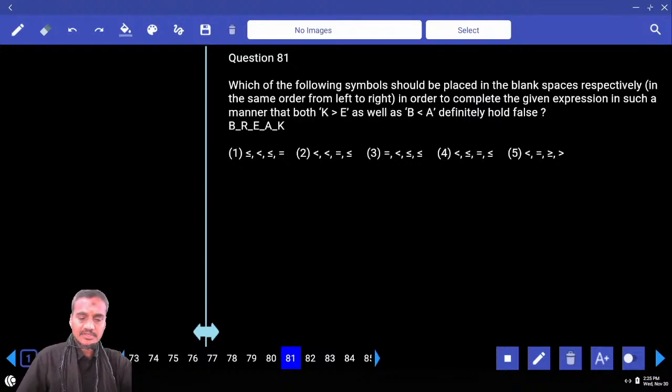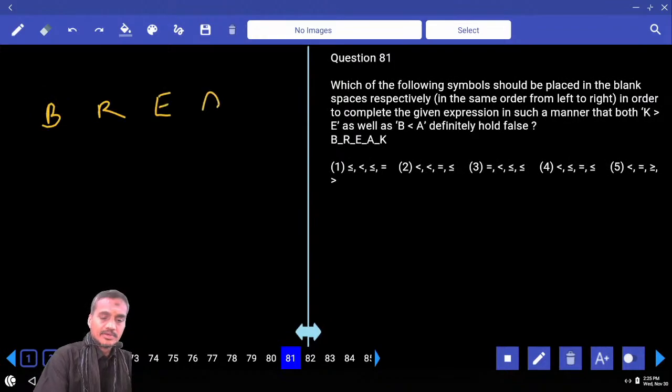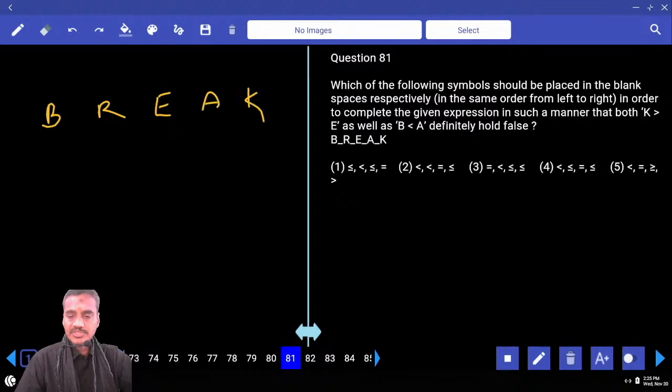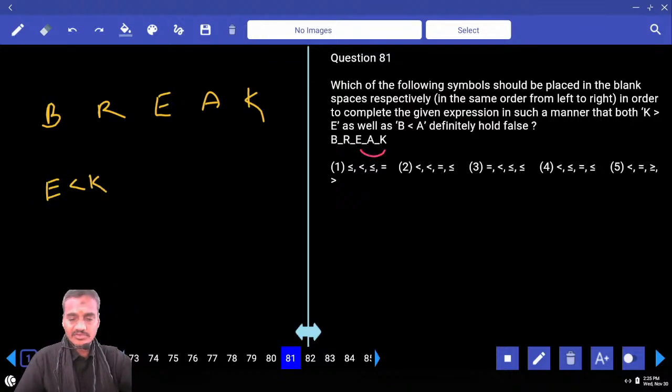Now in this 81, now break. Now we need to make this one definitely false. Now in order to make both false, K greater than E must be false, and K greater than E means, from here, E lesser than K. So K greater than E is nothing but E lesser than K, which must be false.